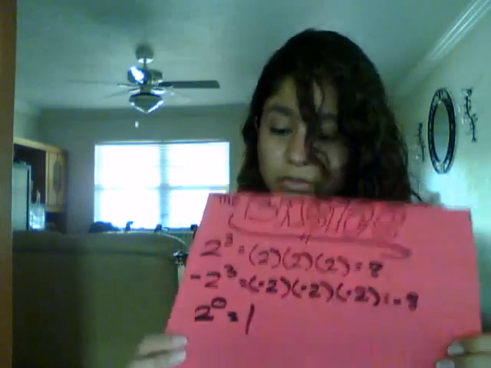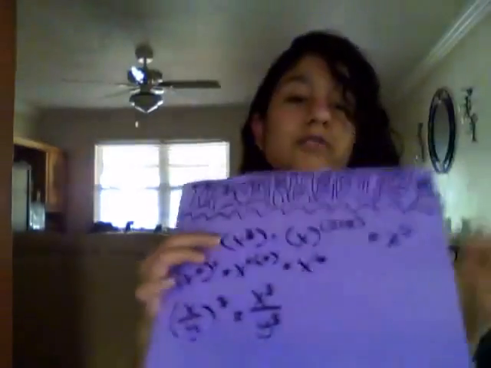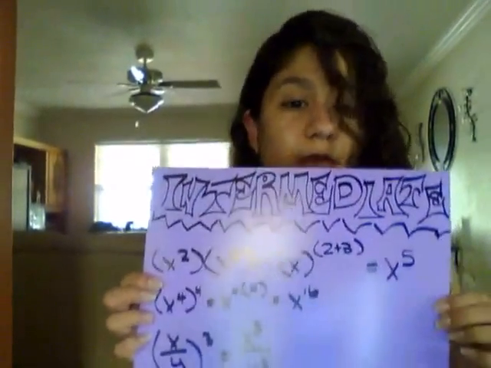Now the next one is really simple. Whenever 0 is the exponent, then that equals 1. Simple as that. Now for something intermediate. Okay, let's say you have a problem x squared times x to the third power. Well, what you would do is you would add the exponents equaling x to the fifth power.